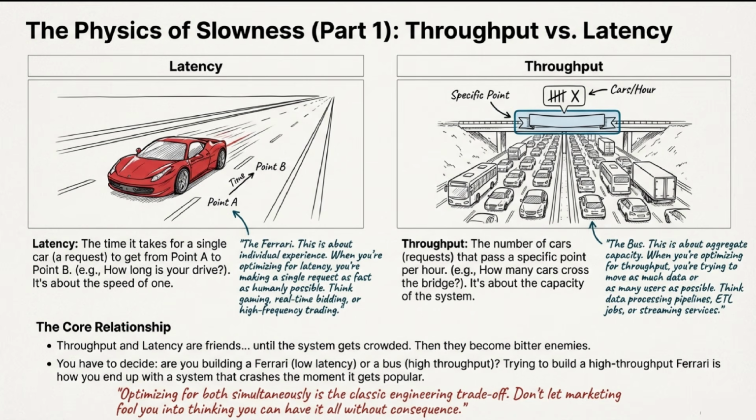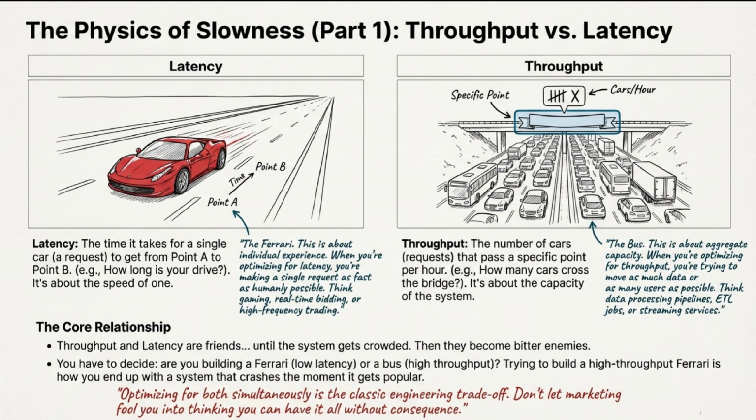A lot of people use these terms interchangeably, but they are very different animals. Imagine a highway. Latency is the time it takes for a single car to get from point A to point B. If the highway is empty and you're driving a Ferrari, your latency is very low. You're flying. Throughput, on the other hand, is the number of cars that pass a specific point every hour. It's the volume.